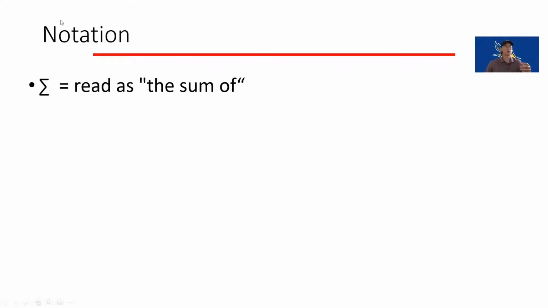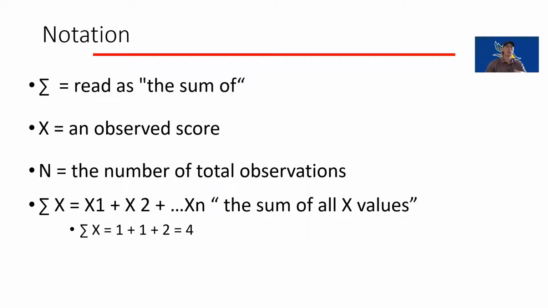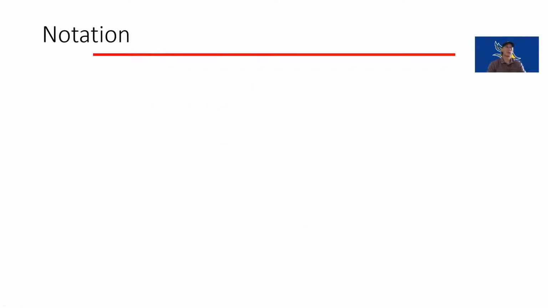Sigma, this notation here, is read as sum of. A sum of means we are adding all of those values together, the sum of all of those values. X is an observed score, so this is a variable in most cases. N is the total number of observations, so the total number of measurements within one variable. And then sum of x would be the sum of those individual variables. So the sum of x would be variable 1 plus variable 2 plus variable 3 plus variable 4, and so on and so forth.